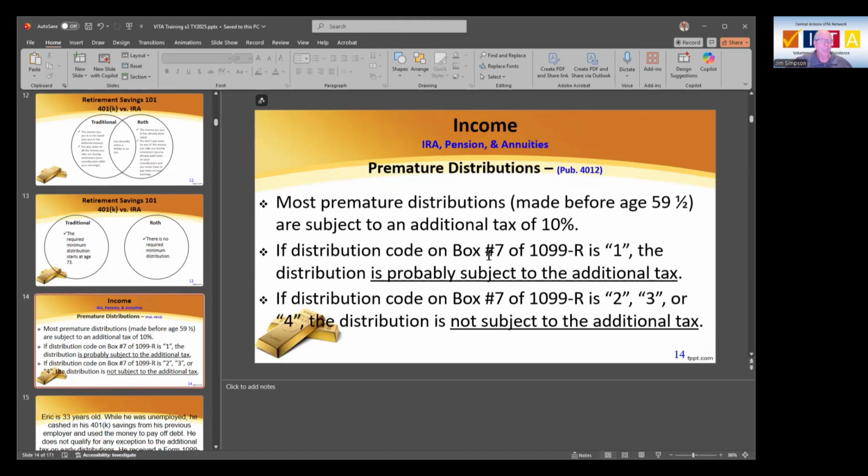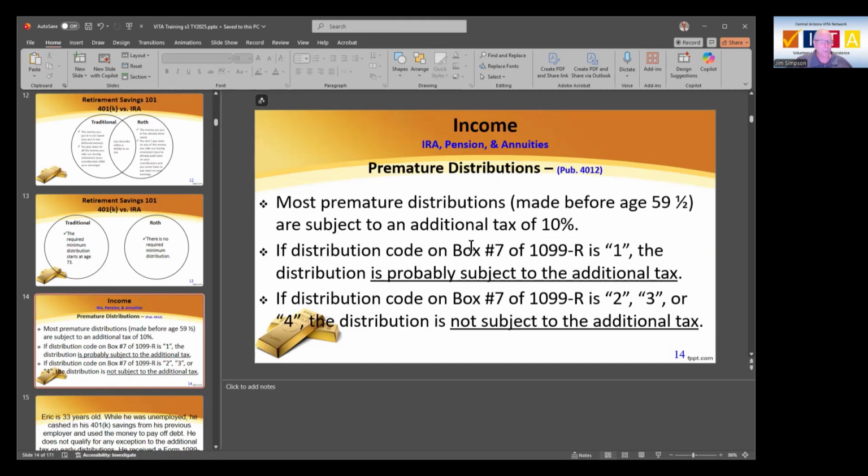Okay, here we had talked about an early distribution penalty. This is about premature distributions, meaning distributions before age 59 and a half. Now, usually they're taxable. Maybe not for a Roth, but even if you take money out of a Roth before 59 and a half, the earnings are taxable. Not only that, they can be subject to a 10% early withdrawal penalty.